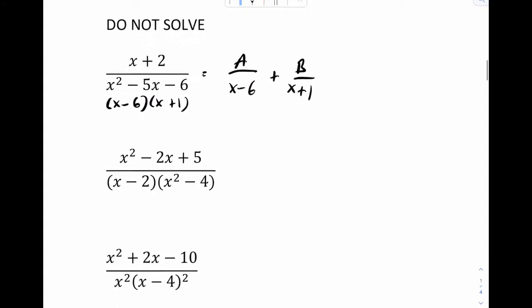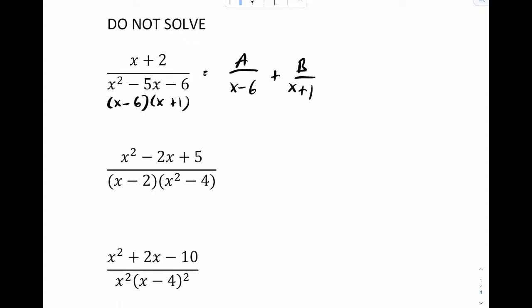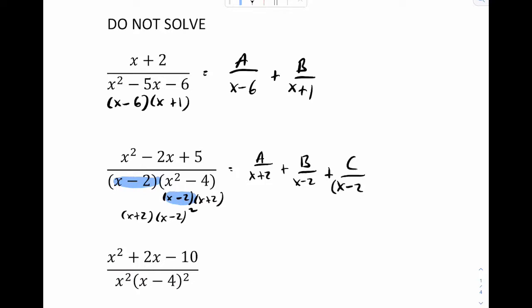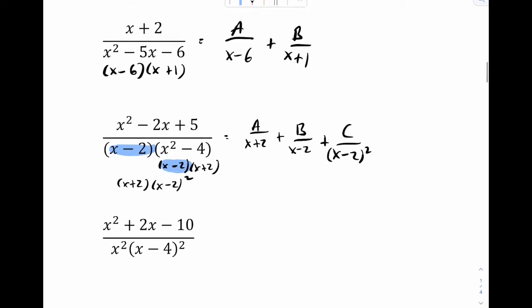Now this one's a bit tricky. I can see that this is factorable, but then I have 2 repeated linear factors. So really we want to consolidate now to get this. So that's a little bit tricky. So now I can have A over x plus 2 plus B over x minus 2 plus C over (x minus 2) quantity squared.